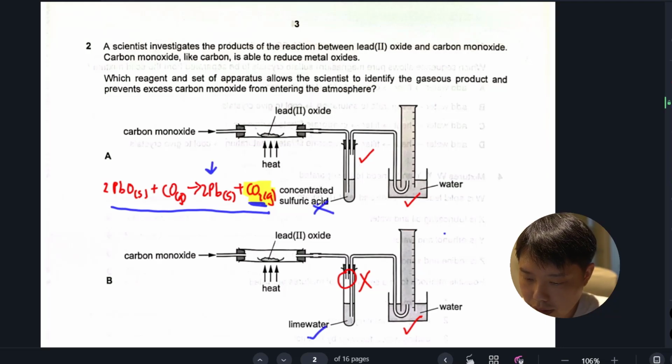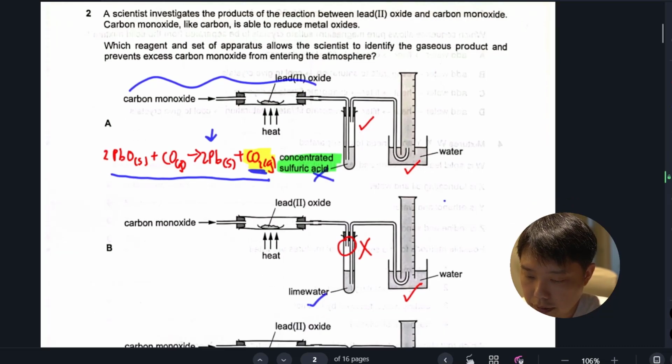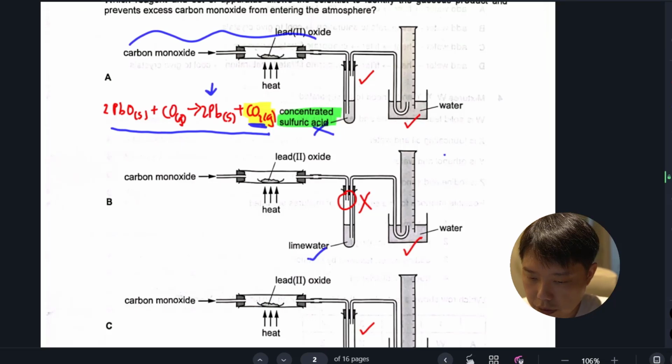So if you look at the setup, right, there are 3 parts that you need to look at, since the first part is more or less the same for every setup. Okay, so the first thing you need to look at is the reagent here, which is supposed to capture acidic CO2, carbon dioxide. So the first setup, the concentrated sulfuric acid is acidic, same as CO2, so it will not capture and absorb, neutralize your acidic CO2. Okay, so the first option is out.